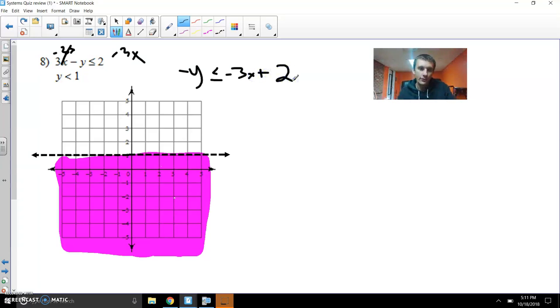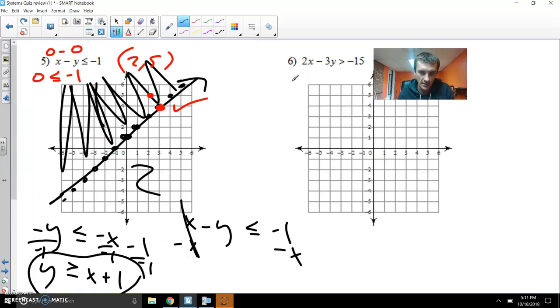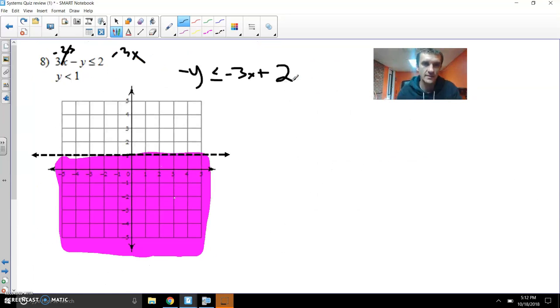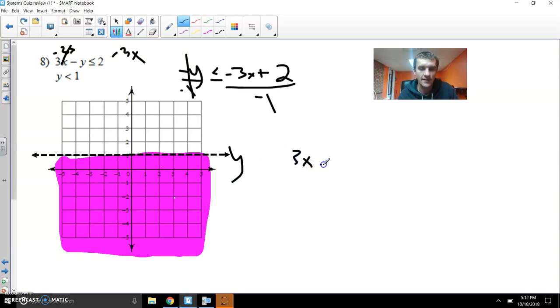Now what I'm hoping you do when you do number 6 is that you take this negative value that's in front of y and you divide it into everything over here. So that turns into 3x, and that turns into negative 2. 2 negatives made positive 3. 1 of each sign made minus 2. So when we divide it by a negative, this sign has to change directions. It's now going to be a greater than or equal.